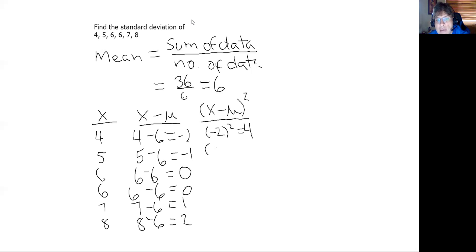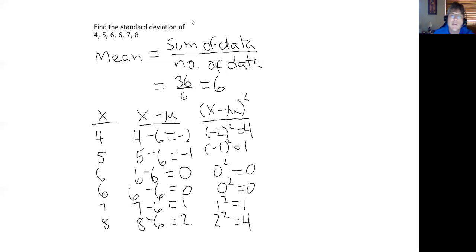So for instance, -2 times -2 is +4, and -1 times itself is 1. If you multiply 0 by itself, of course you get 0. And then 1 squared is 1, and 2 squared is 4. So now we're through 3 steps of calculating the standard deviation.